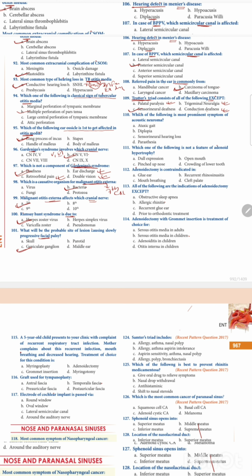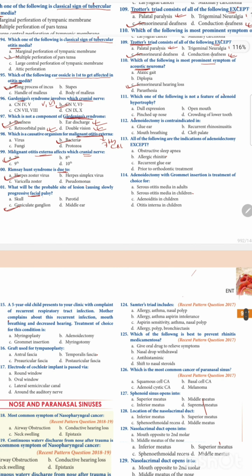Which of the following is the most prominent symptom of acoustic neuroma? Sensorineural hearing loss is the most prominent symptom of acoustic neuroma. Which of the following is not a feature of adenoid hypertrophy? Dull expression, open mouth, pinched nose, crowding of lower teeth. Open mouth, dull expression, and pinched nose are features of adenoid hypertrophy, though crowding of lower teeth is not.